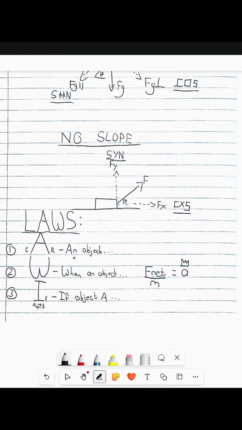So Newton's first law starts with A, and it is: an object continues in a state of rest or uniform velocity unless acted upon by a non-zero resultant net force.